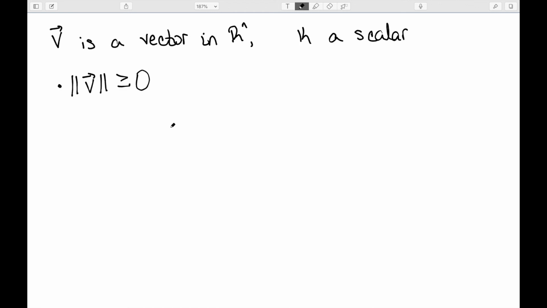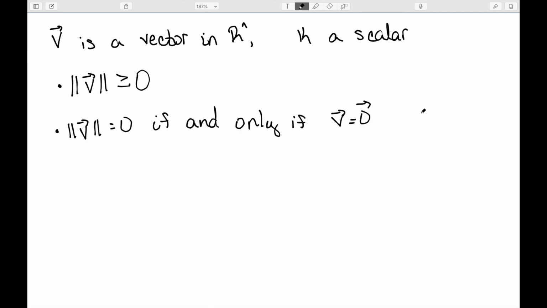First, it's always greater than or equal to 0. I'm taking a bunch of numbers and squaring them, which makes them all positive, adding them up, which makes it positive, and taking a square root, which would be positive. So this thing can never be negative. It's equal to 0 if and only if the original vector v is 0. This comes from the fact that I'm squaring a bunch of things and adding them up. So I'm adding up a bunch of positive things, or 0 things. And so if I want them to add to be 0, they must all be 0 in the first place.